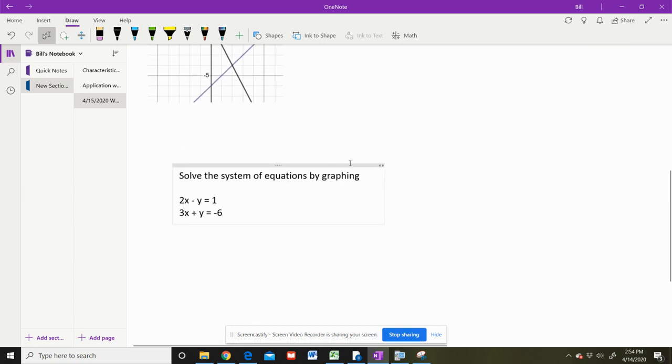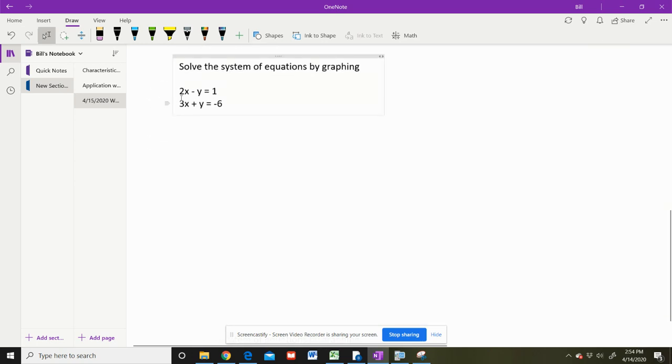All right, so for your warm-up problem, you're going to solve the system of equations by graphing. So you're going to take these two equations, solve for y for both of them, and then either put them into Desmos, your graphing calculator, or if you have a graphing calculator emulator on your computer, you can do that. All right, and just to answer that question, then we'll move on to the lesson.